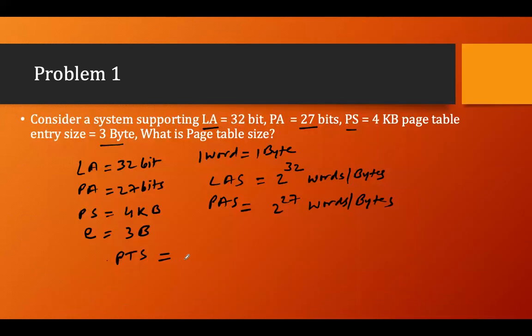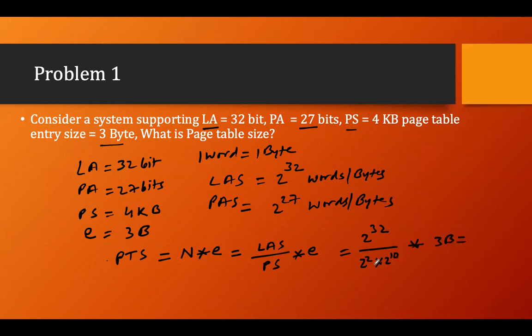So the page table size will be equal to the number of pages into each entry. The number of pages n is calculated as logical address space divided by page size, into E, right? The logical address space is 2 to the power of 32. The page size is 4K, so it is 2 to the power of 2 into 2 to the power of 10, right? And into E. What is E? E is 3 bytes.